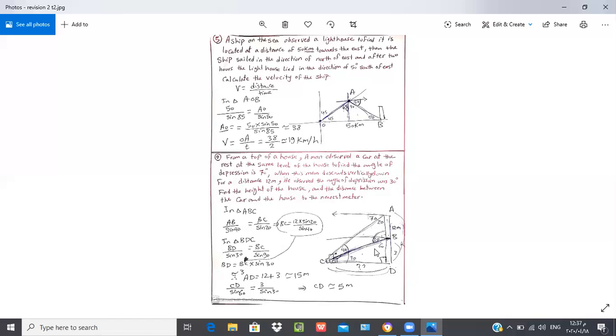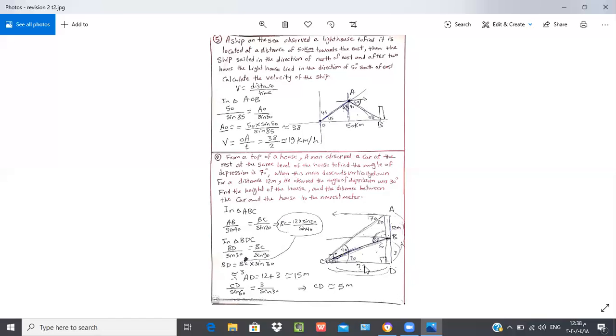I go to the next triangle, this one. In triangle BDC, BD over sine 30 equals BC over sine 90. We know sine 90 is 1. So BD equals BC multiplied by sine 30, putting in the value of BC. So BD is approximately 3. So AD altogether: the upper part is 12 and this part is 3. If I add them, it will be approximately 15.